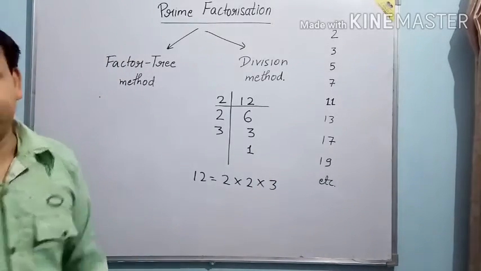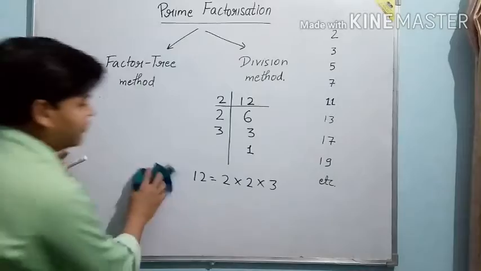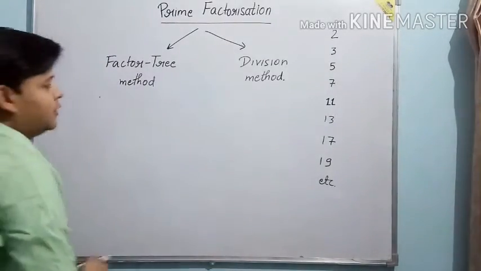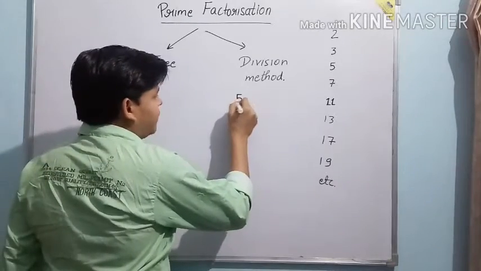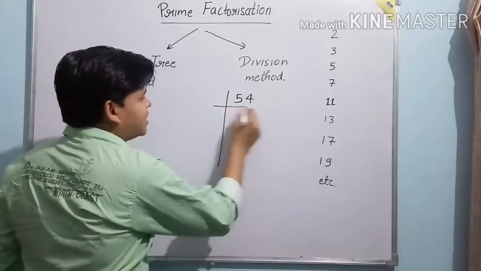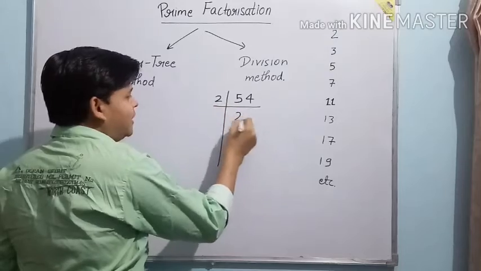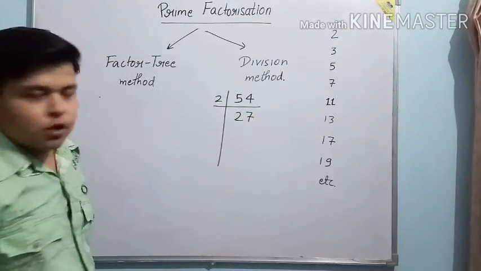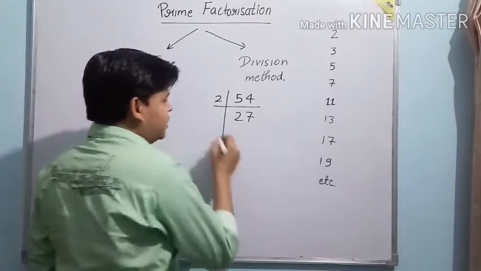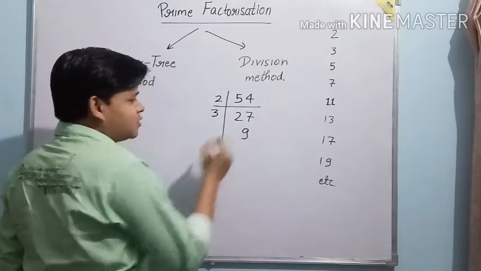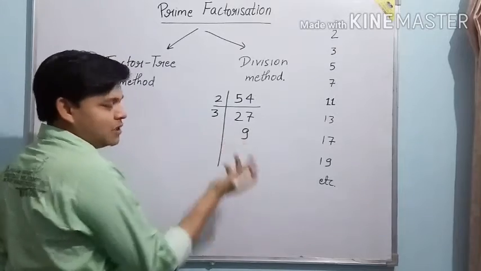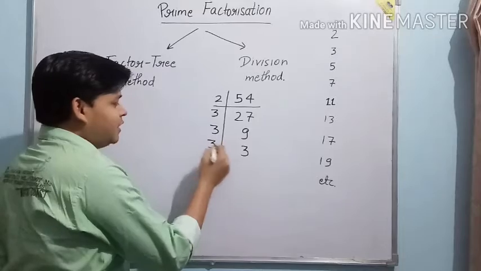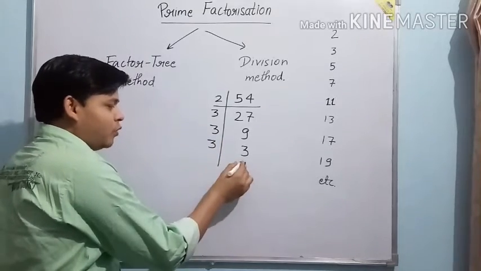Okay. Similarly, I am taking the same number 54, which I have taken earlier, but this time I will do it by the division method. So this is 54. Once again we will start with 2. So 2 27 times. But as we all know, 27 is not divisible by 2. So now we have to take another number, which is 3. So 3 9 times. Then once again 9 is divisible by 3. So 3 times. Once again by 3 1 time. So we have got 1 at last.